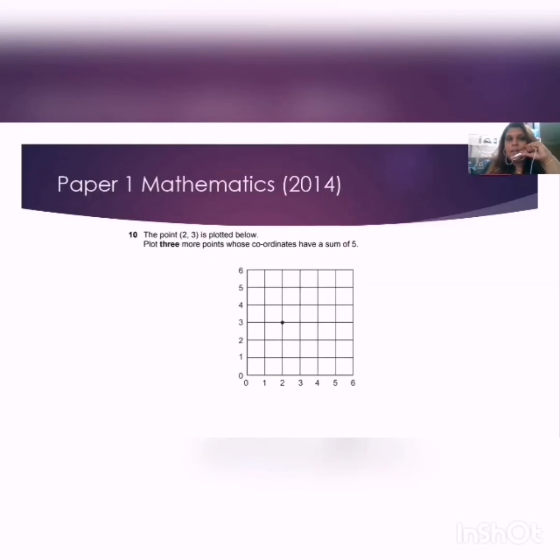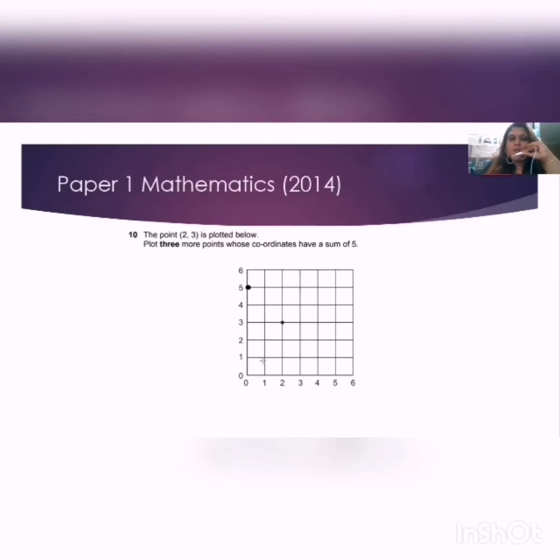When you add both of them, you get 5. So we need to plot 3 more points where we get this sum of 5. So we have more than one answer here. The first one, I'm going to plot it on 0. Can you see? I'm going to plot (0, 5) here. This point is 0 and 5. When you add both of them, you will get 5.